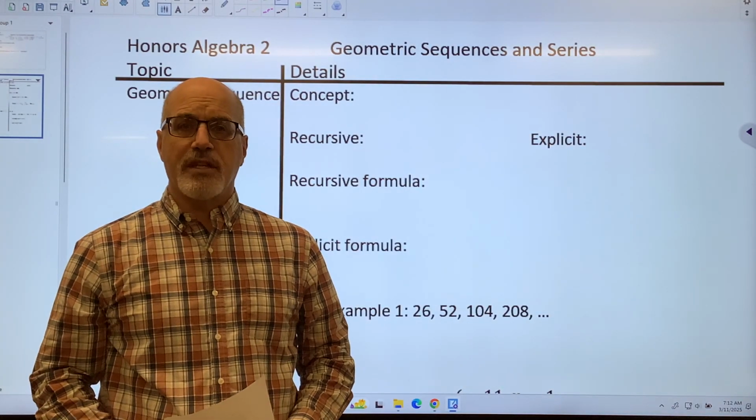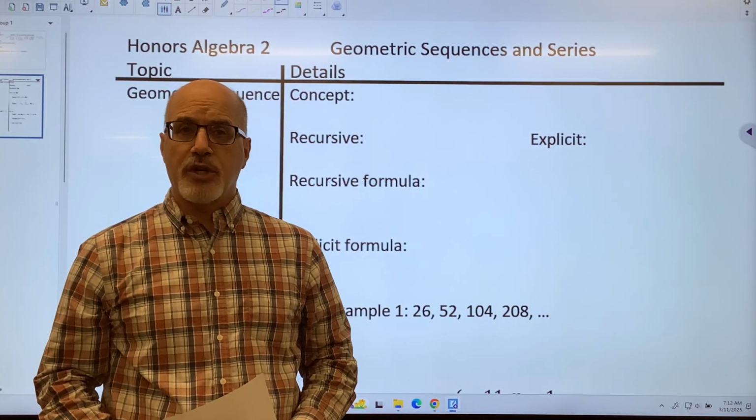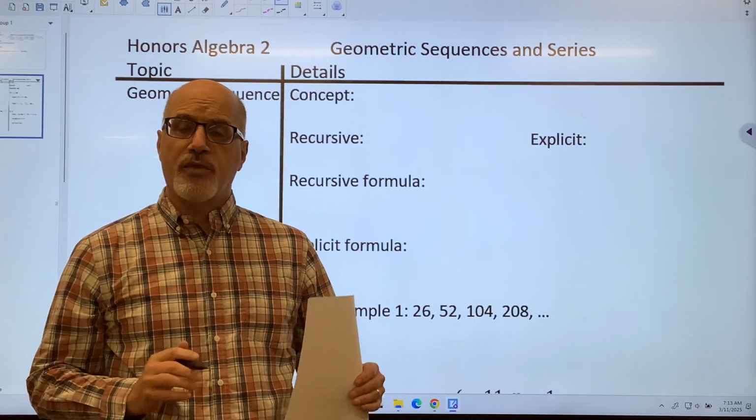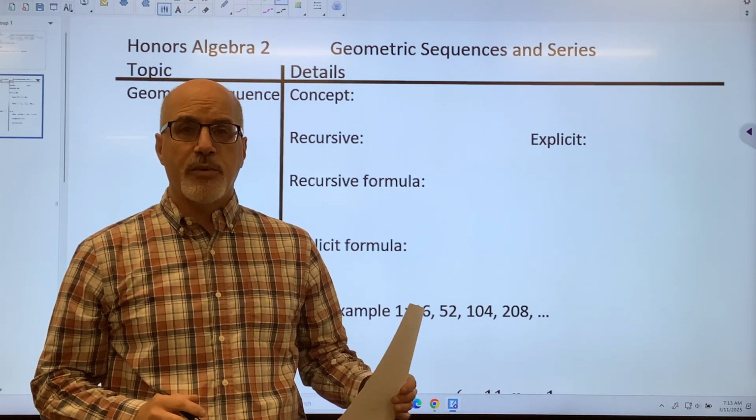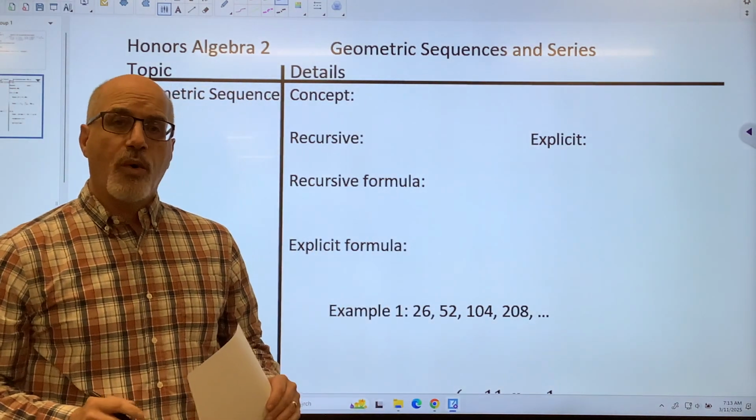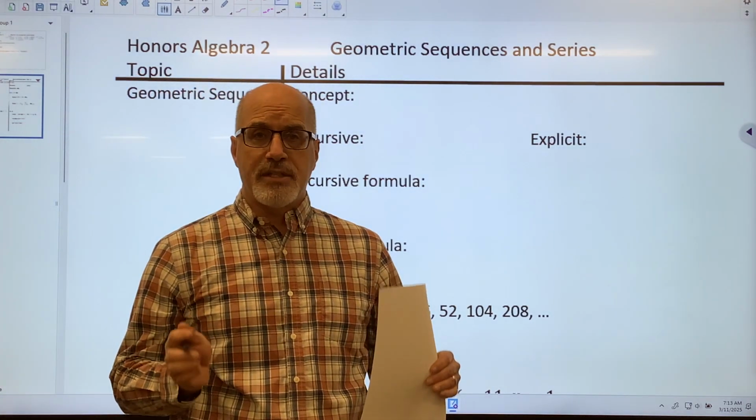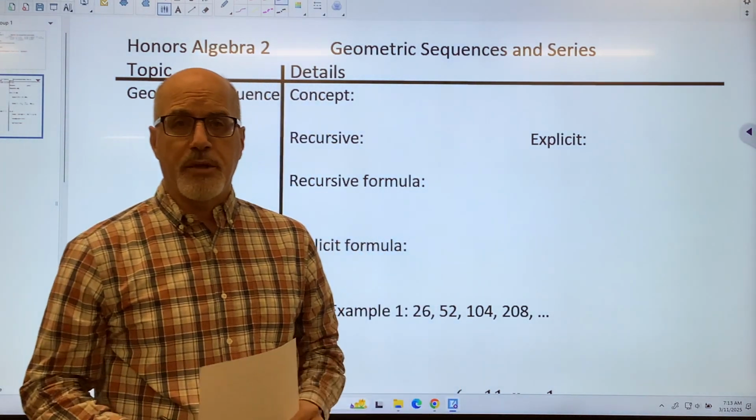Our objective for this lesson is to use geometric sequences and series formulas to find the sequence or the series sum, or to use the information from a sequence or series to find the formula.